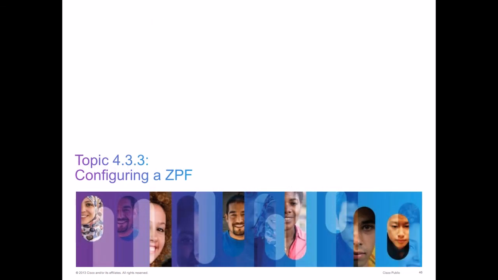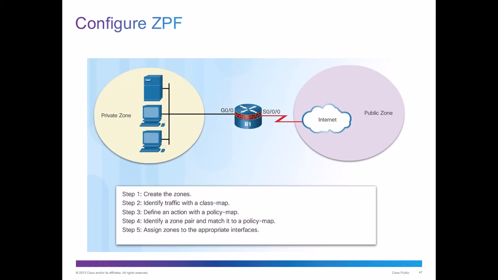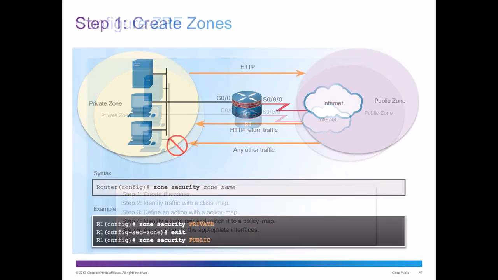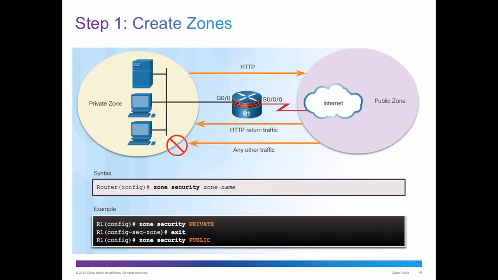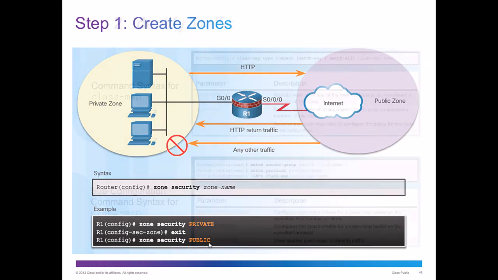Let's configure a ZPF. Step number one is creating zones. You create zone security. Please write these down, by the way. So step number one, creating zone, and here's the command: zone security, and then you give it a name. And then you create another zone security. So this is going to be the private, and this is going to be the public. I just gave them two names, one private and one public.